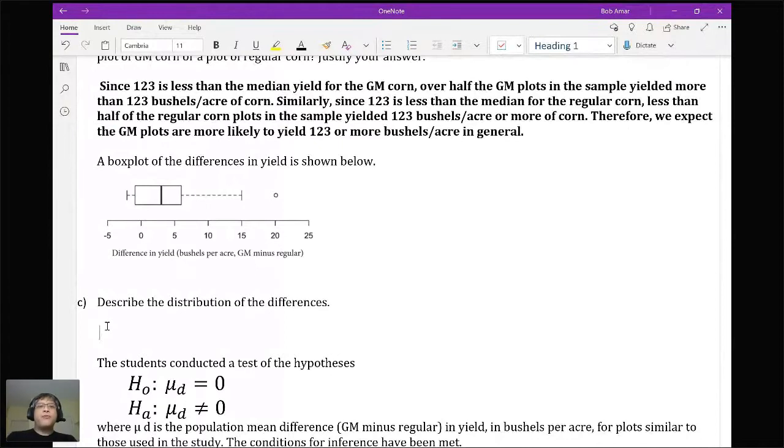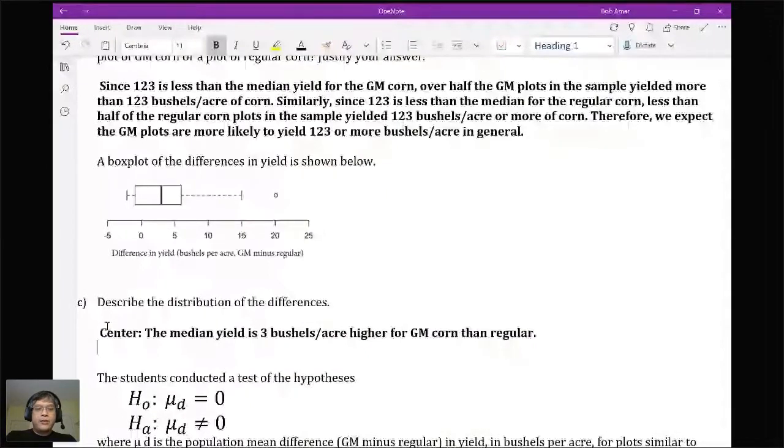All right. Describe the distribution of differences. So this is a box plot, right? If you've seen one of my students before, you know that when I do this, I call it cuss. I cuss in context. Median yield is 3 bushels per acre higher for the GM corn. Unusuals, there is an outlier difference of approximately 20 bushels per acre in favor of the GM corn.